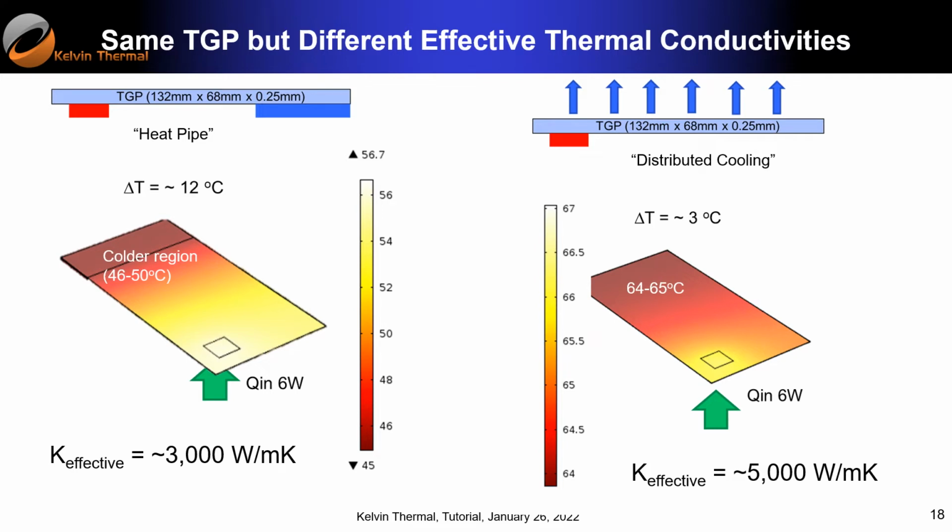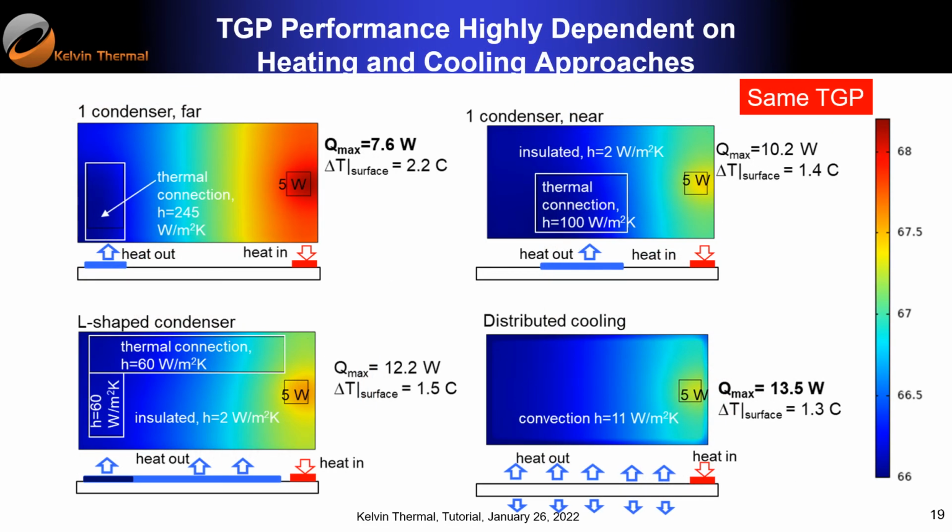And that's why we have one conclusion. With the same TGP, we may end up with different effective thermal conductivity. That's why I say don't use a single number in your thermal design. And then Ryan simulates something much more complicated. One is from a heater and distributed cooling. It's very good. The LRT is very low. Maximum power, 13.5 watt. But then if he has another heat input, heat output from a particular region, suddenly delta T increased from 1.3 to 2.2, and also worse, maximum power reduced from 13.5 watt to 7.6 watt.